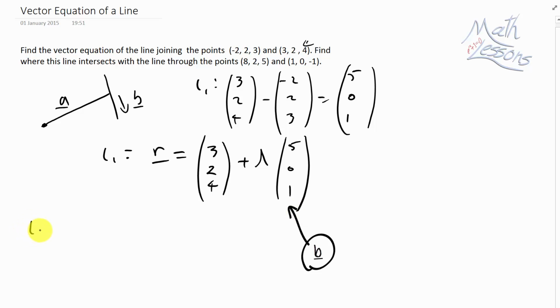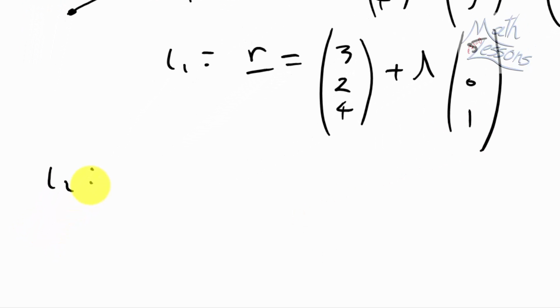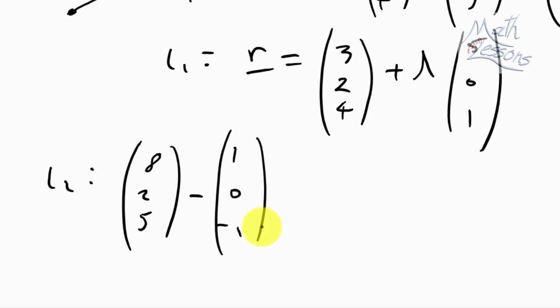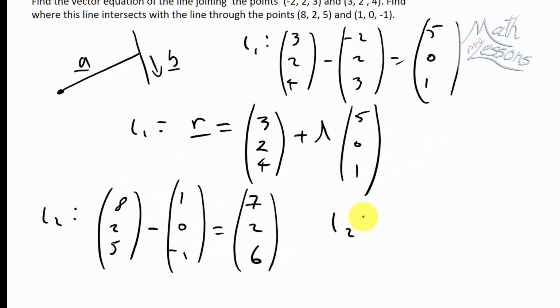So let's do the second line. So for L2, we're going to subtract the two vectors. So let's do 8, 2, 5 minus 1, 0, minus 1. And that gives us 7, 2, and 6. 5 minus 1 is 6. So that gives us our direction vector.